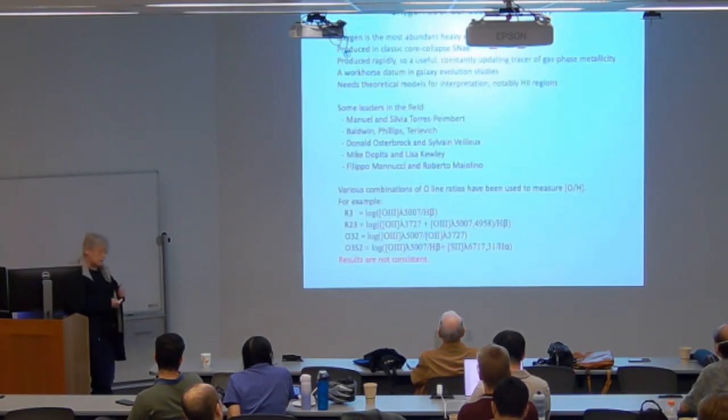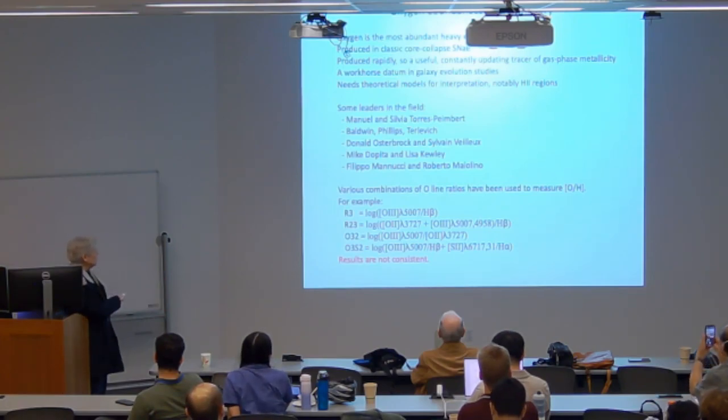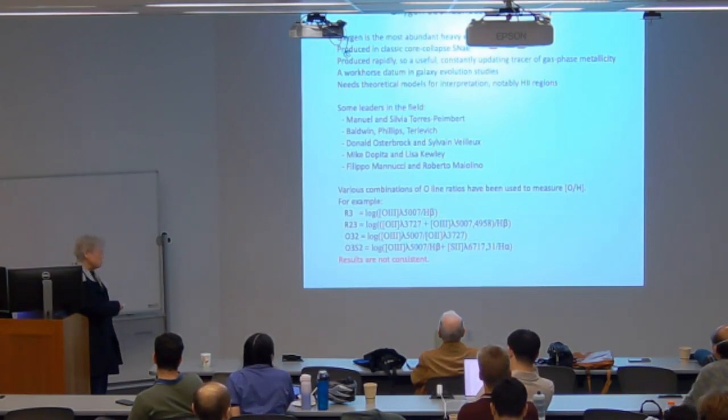So here, oxygen abundance is a brief history. Why is oxygen important? It's the most abundant heavy element, et cetera, and jumping to the bottom of the slide, lots of different combinations of oxygen with other lines have been used to measure gas phase metallicities. Oxygen has been the workhorse element for that, but results have not been consistent, and workers in this field are very aware of this and concerned about it.